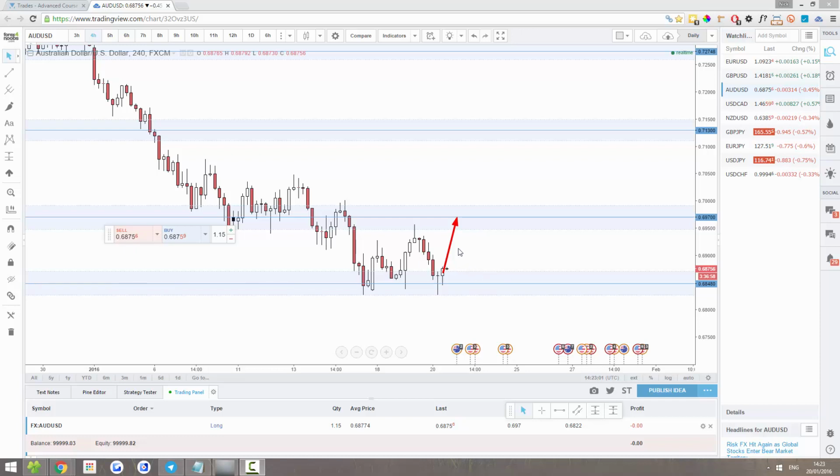Win or lose, I'm going to post this trade to the blog. So it could be a good trade. It could be a bad trade. Who knows? My biggest fear with this trade is this area.